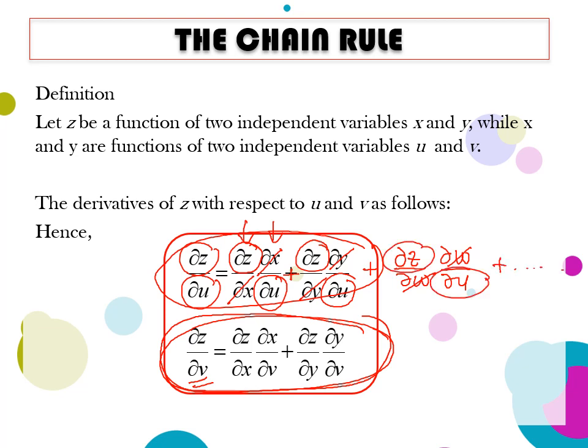Alright, same goes to del z del v. You must make sure that the last term will just leave you with del z del v when you cancel the variables. Okay, and so on. That is the concept of chain rule.